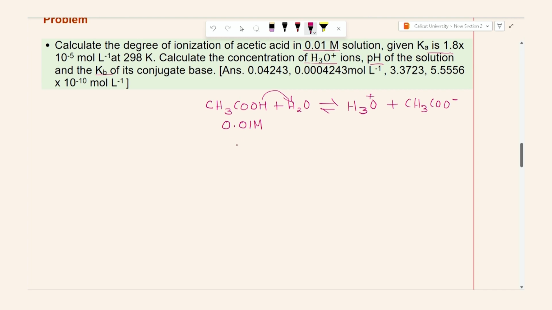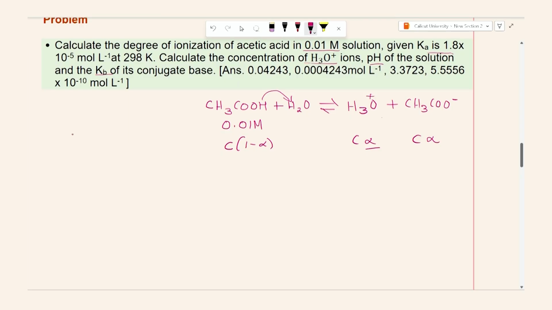Now, like we used to write the expression as C into 1 minus alpha, and here that will be C alpha into C alpha, those will be the concentrations. If you get the concentration of H3O plus, you can find out the pH. So, first we have to find the concentration of H3O plus. For that, you should know the value of alpha, which they haven't given. Instead, they have given the dissociation constant of the acid. So, using that I can find the concentration of H3O plus.